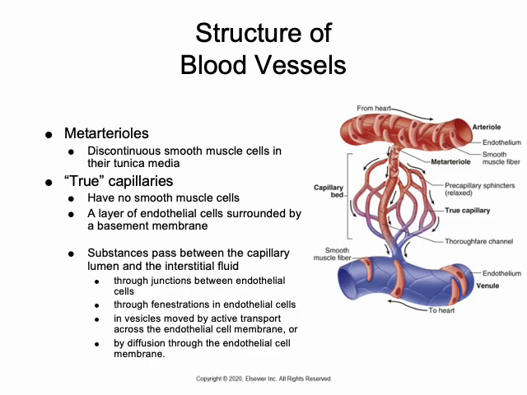The capillary network is composed of connected channels, which we refer to as meta-arterioles, but we also have true capillaries. Meta-arterioles have discontinuous smooth muscle cells in the tunica media, whereas capillaries don't have smooth muscle cells. In a capillary, there's a ring of smooth muscle called the precapillary sphincter at the point where capillaries branch from the meta-arterioles. When these sphincters contract and relax, it can regulate blood flow through the capillary beds. These sphincters help to maintain our arterial pressure, and they regulate selective flow through the vascular beds.